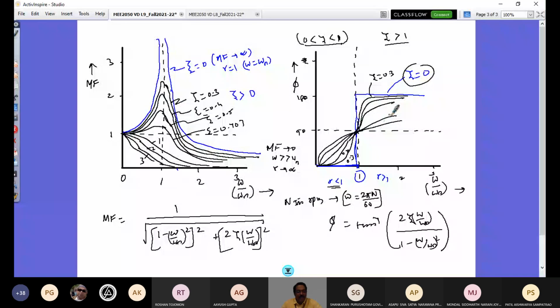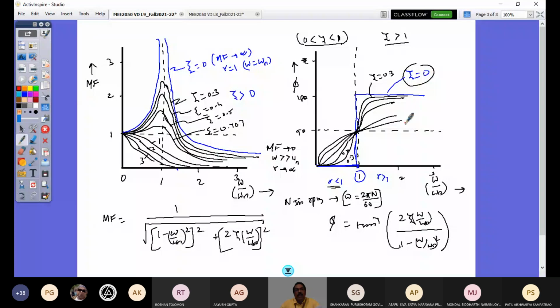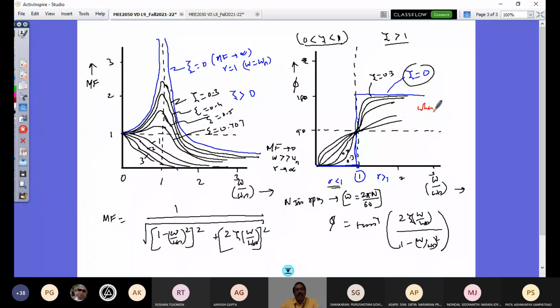right? And when r is 1, the phase angle is given by 90 degrees. When r is 1, the phase angle is given by 90 degrees, irrespective of zeta value. Any value of zeta, you see this all crosses this. When r is 1, the phase angle is 90 degrees, right? That's an important point. When r equals 1, phase angle is 90 degrees.